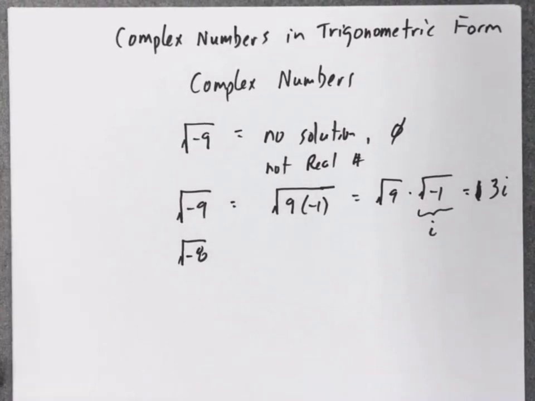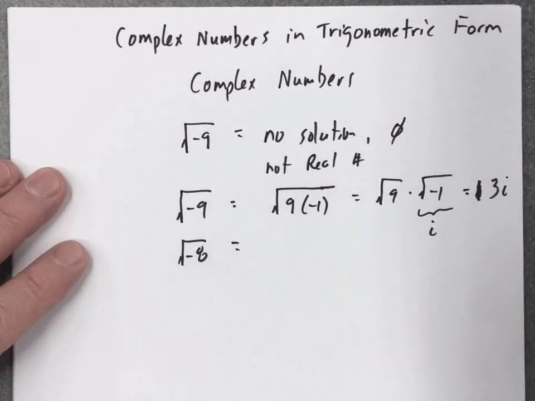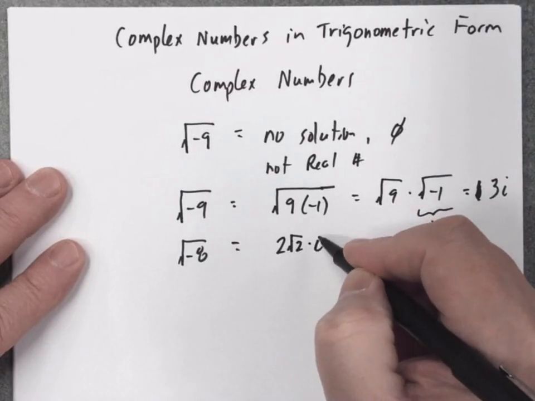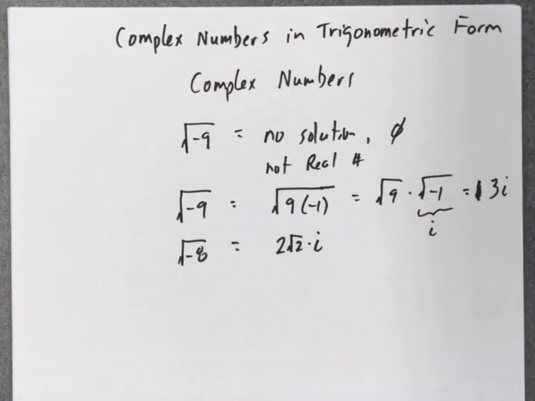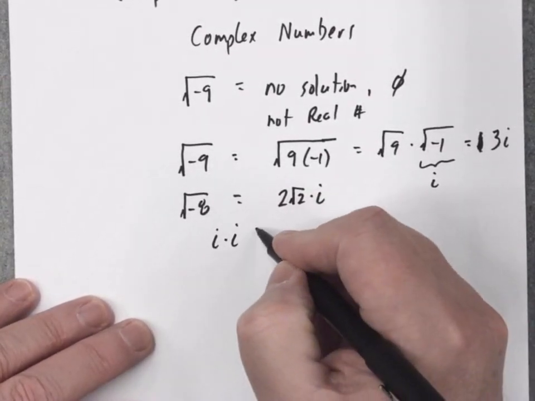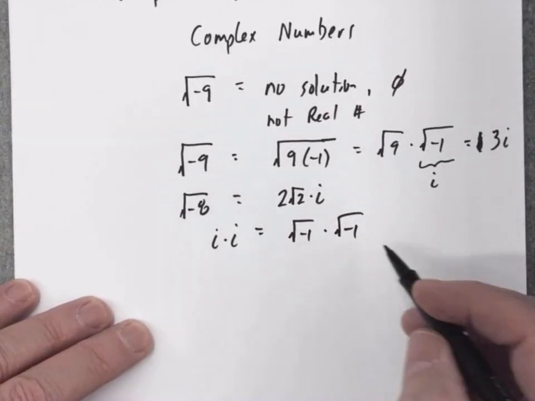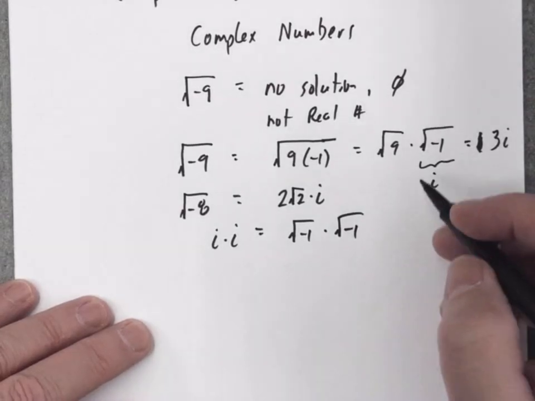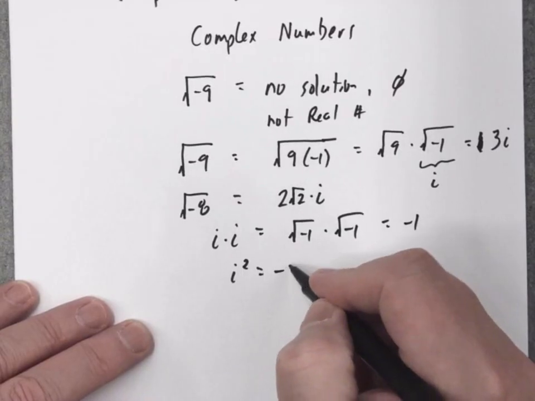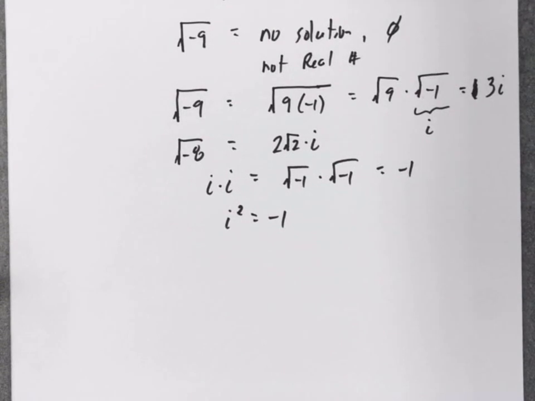Maybe you had the square root of -8. If you simplify it, the square root of 8 is 2 times the square root of 2, but because of the negative, you also have an i. It's also important to remember i times i. Anytime you multiply two identical square roots, you just end up with what's inside. So we have this important fact that i squared equals -1.